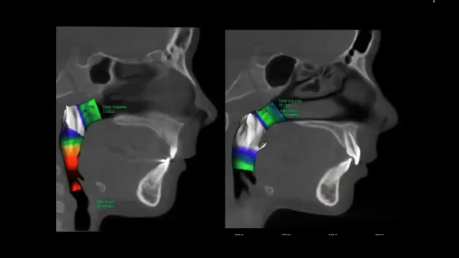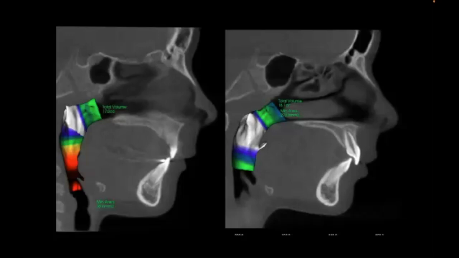Okay, here we go. I believe this is where we left off last time with the discussion about 3D volumetric airway and what that means to us as we practice today. And basically, it's a screening tool, not a diagnostic tool. So you can see changes before and after expansion. This was my son's case again.